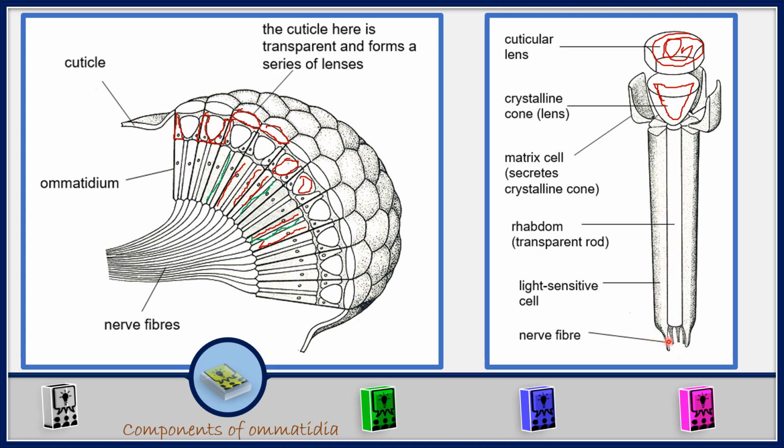Then at the end we have the nerve fibers. These are the nerve fibers that we have here. All these ones are nerve fibers. So now I think you are very familiar with the compound eye.